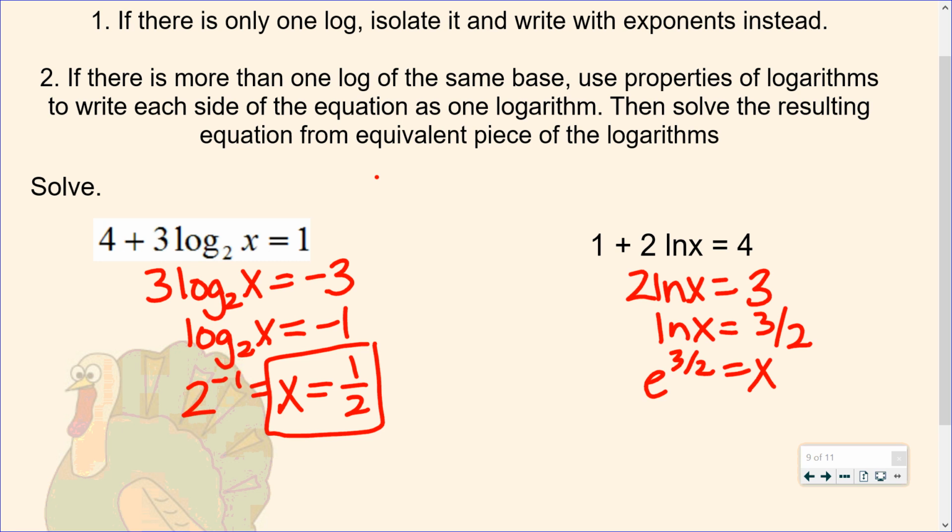Now x is alone. If MathXL wants an exact answer, this is it. E to the 3/2 power, because E is an irrational number. At this point, anything you type in is going to be rounded. Make sure you're careful with what it's asking for. So e to the 1.5 power gives me about 4.48. Okay. Yes.